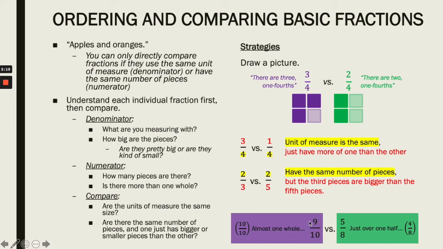We know that 9/10 is just less than 10/10, and 5/8 is just larger than 4/8. And since the first one is close to 1 and the second one is close to 1/2, then we can infer that 9/10 is larger than 5/8.